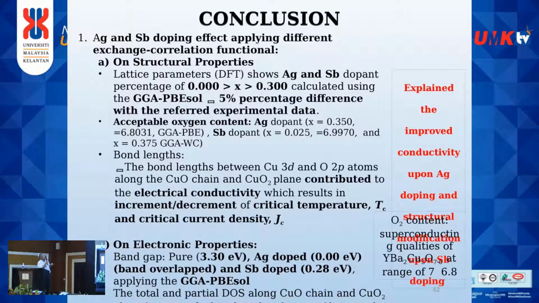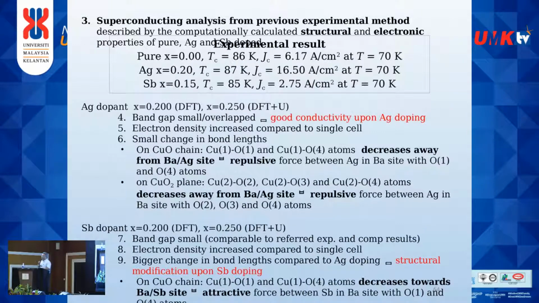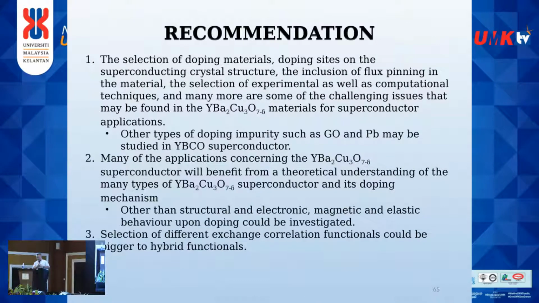All right, so when we compare DFT and DFT plus U for structural properties, we can see that the difference is only 5%. And then for electronic properties, the band gap from DFT plus U for pure is about 3.67. Okay, all right, this is the recommendation. So thank you very much.